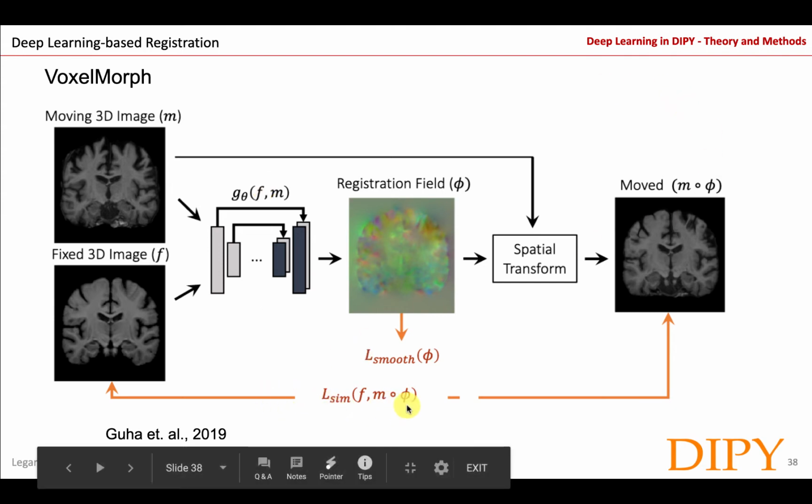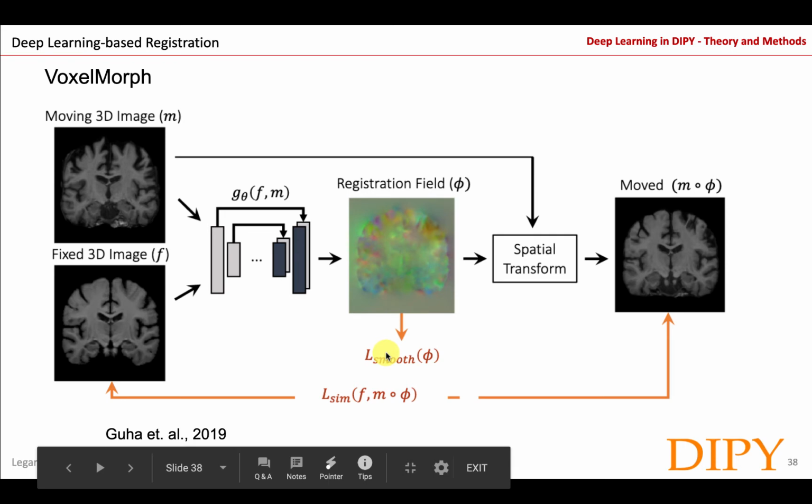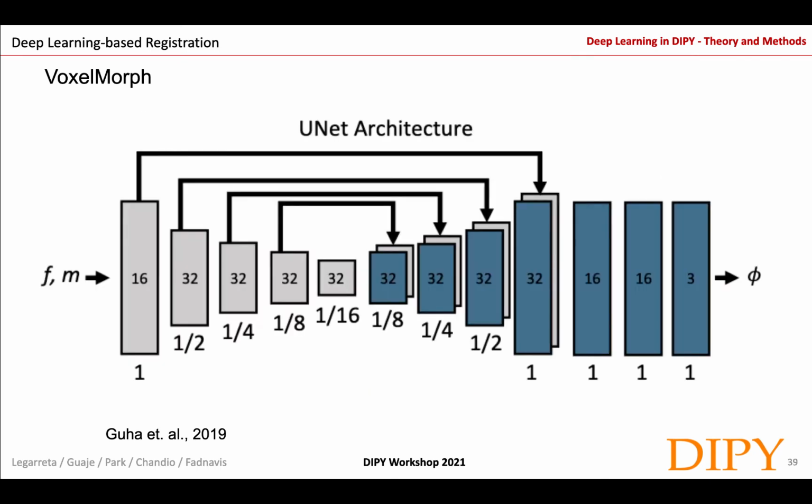Here, L_sim is the similarity measure between two images, which could be cross-correlation or mutual information. And here, L_smooth imposes regularization. The parameterization of the g function is based on a convolutional neural network architecture similar to U-Net, which consists of encoder and decoder sections with skip connections. This has already been covered by Jongsung in detail, so I'll just briefly go through it.